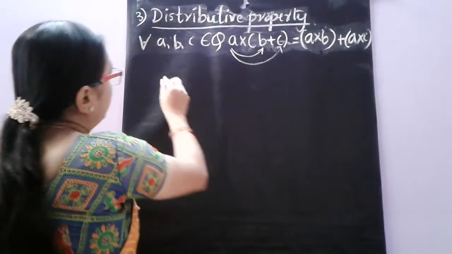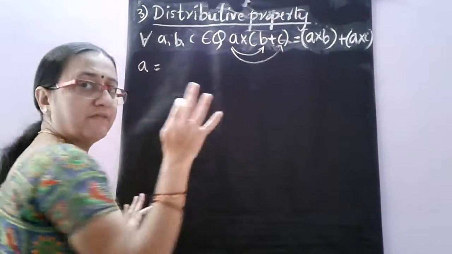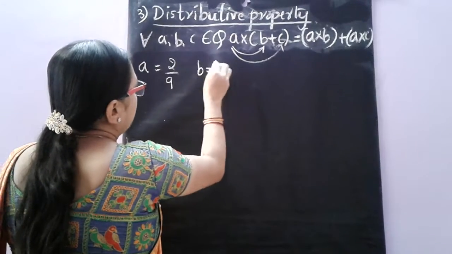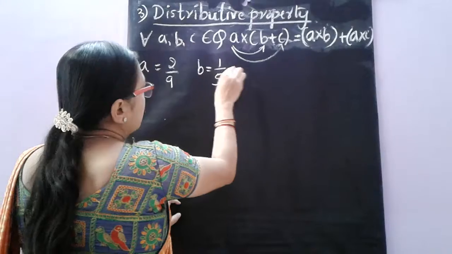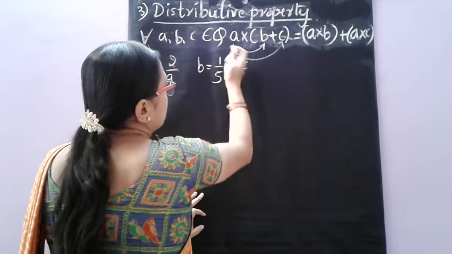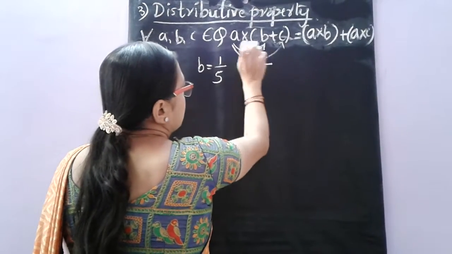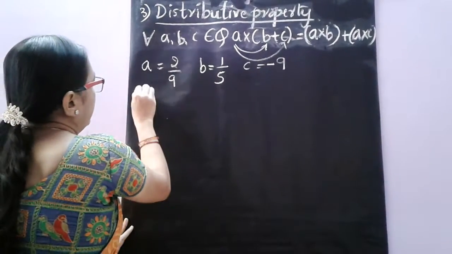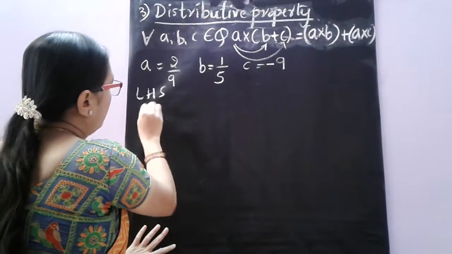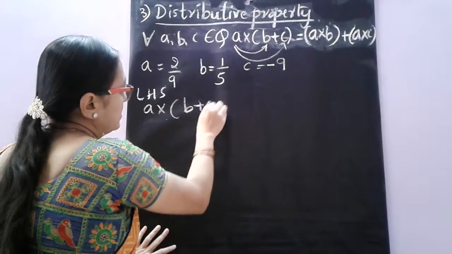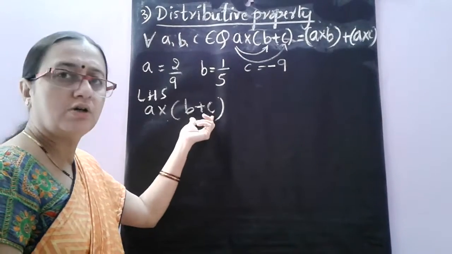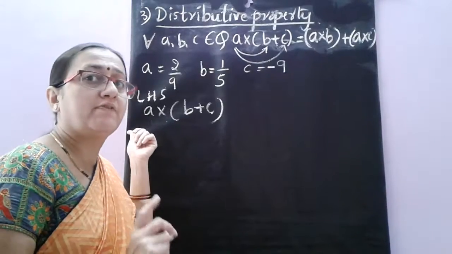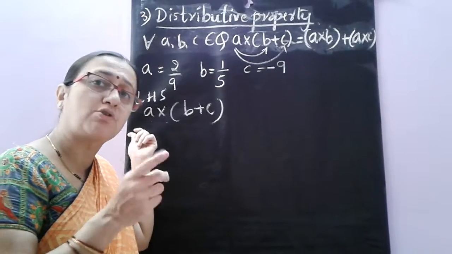So check the distributive property. Let us take three values again. Let A equal to 2 by 9, B equal to 1 by 5 and C equal to say minus 9. Okay. Now check LHS. A into (B plus C). So first you have to add the two, then multiply with the outside bracket, because of the BODMAS rule, everywhere we are following it. So brackets have to be solved first.